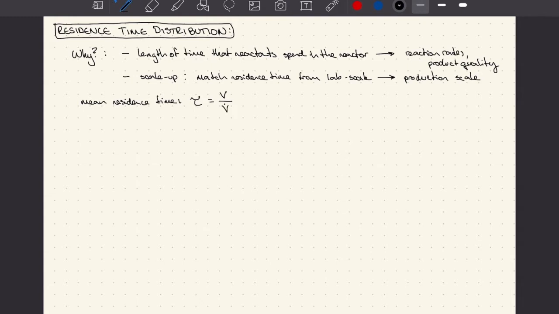But life is not always so ideal, and we need to do a bit more calculation to see if this holds for all systems. And also, this only gives us the average residence time, and sometimes we want to think about the residence time distribution, which we'll define as a function E of t, which gives us the amount of time that each unit mass of a reactant spends in the reactor. So we get a probability distribution for how long reactants spend in our reactor.